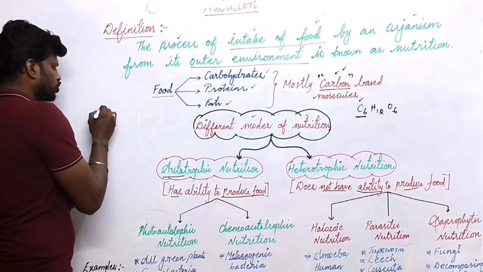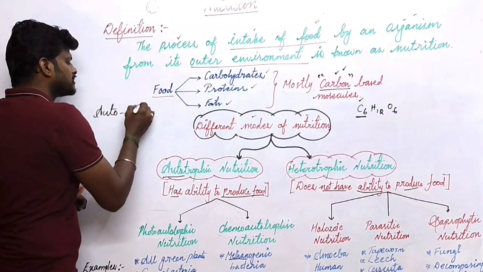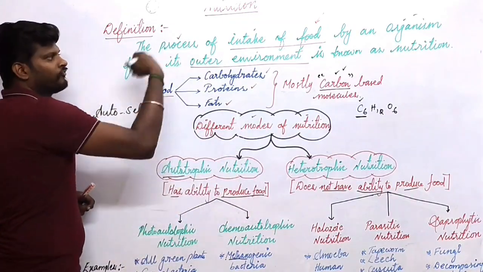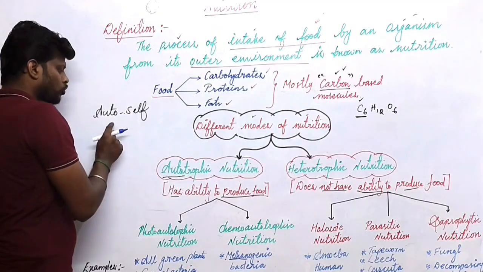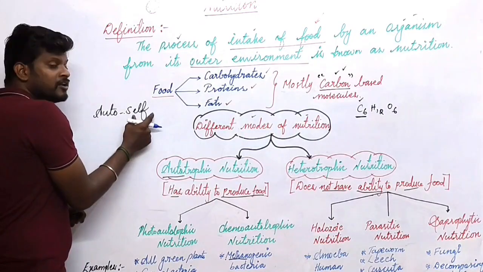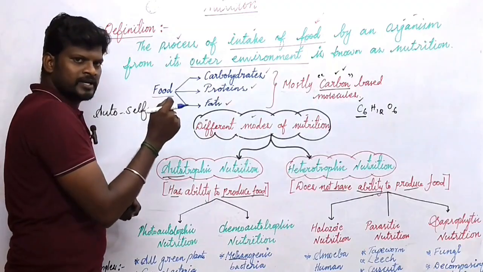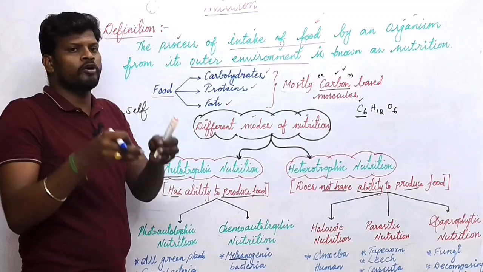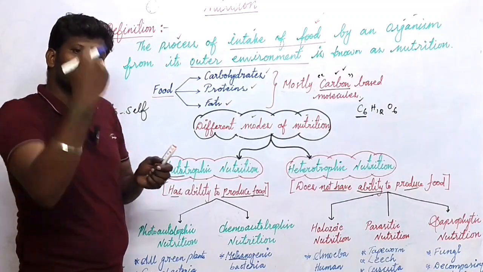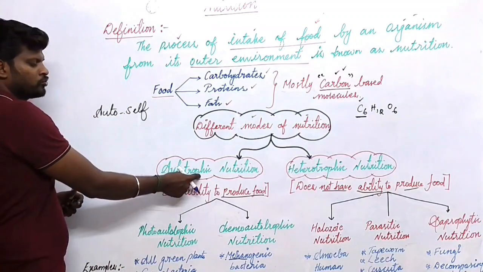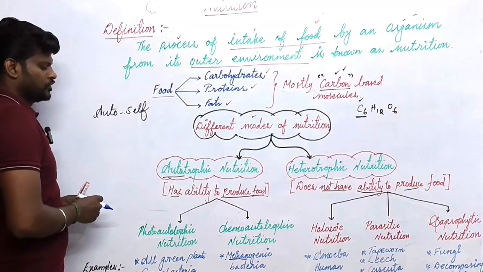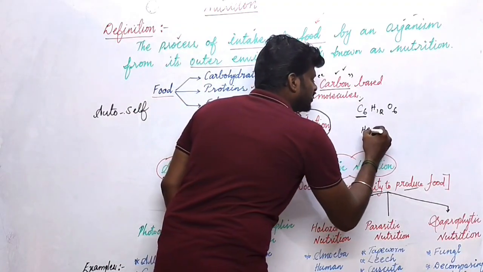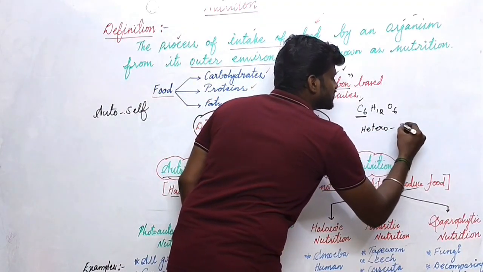See here, the word auto means self. So autotrophic means self synthesis of food. Certain organisms, by using some energy like light and some inorganic substances, prepare their own food by themselves. Such kind of nutrition is nothing but autotrophic nutrition. And heterotrophic nutrition, the word hetero means different.